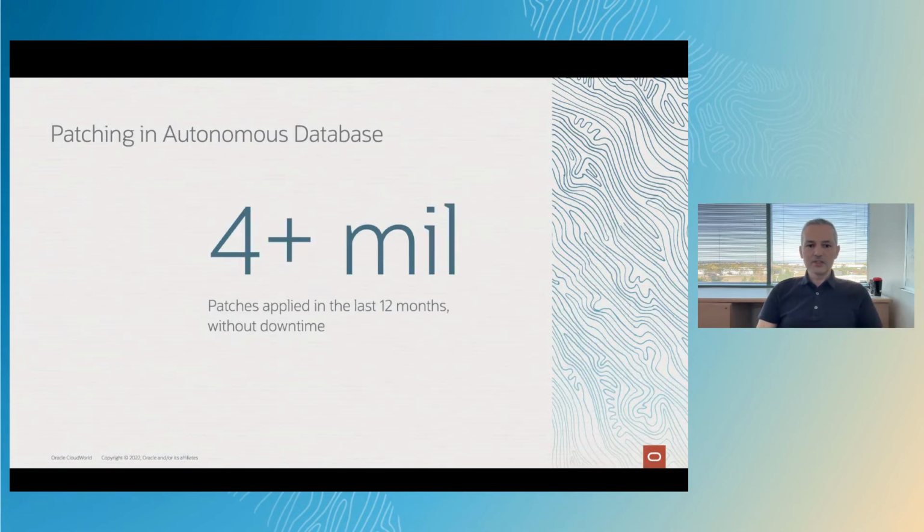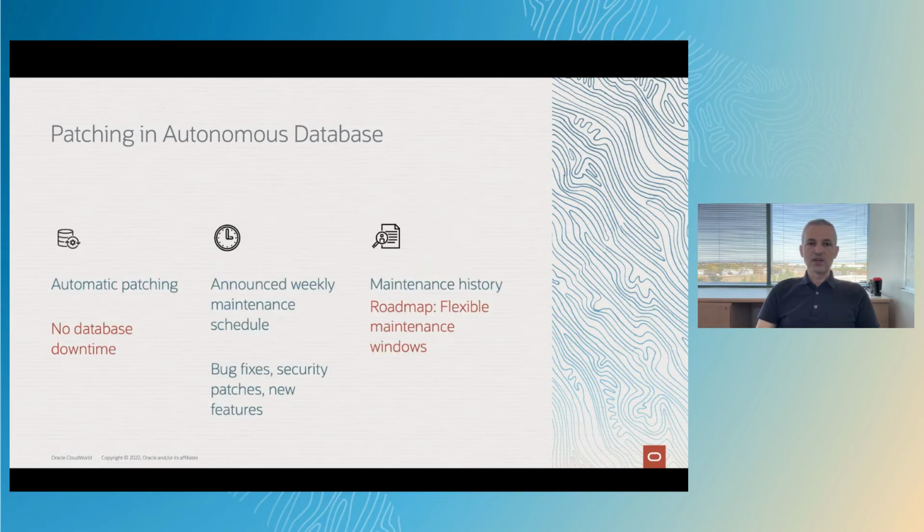So we completely eliminate this complexity in Autonomous Database. In the last 12 months, across the whole fleet, across all the regions in Oracle's public cloud, more than 4 million patches were applied in Autonomous Database without any database downtime at all and without any user involvement. These were completely automated patches. So patching is completely automated. As I said, in Autonomous Database, there's no database downtime. The database always keeps running. We use clustered infrastructure to apply rolling patches. These patches introduce bug fixes, security fixes, as well as new features.